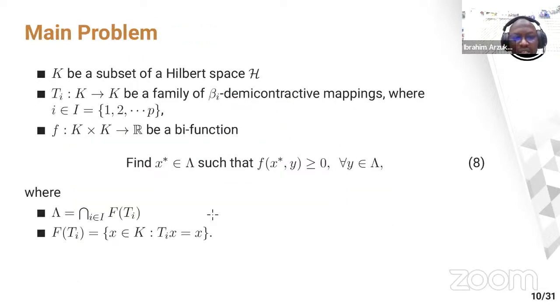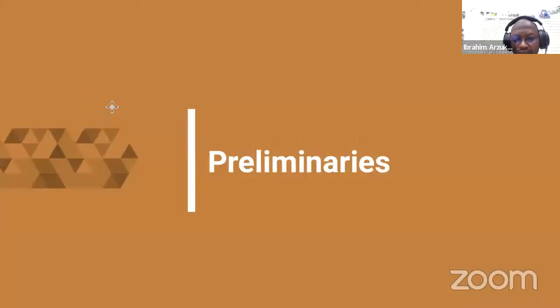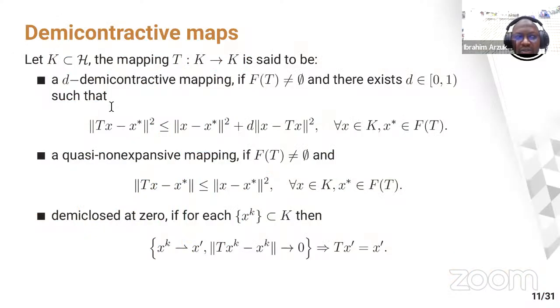Actually, in this presentation, we want to solve a problem of this type, where K is a subset of a Hilbert space, and the T_i are a family of beta demi-contractive mappings, and F is a bifunction. That is, we want to find an x star in the intersection of the fixed point sets of these mappings.